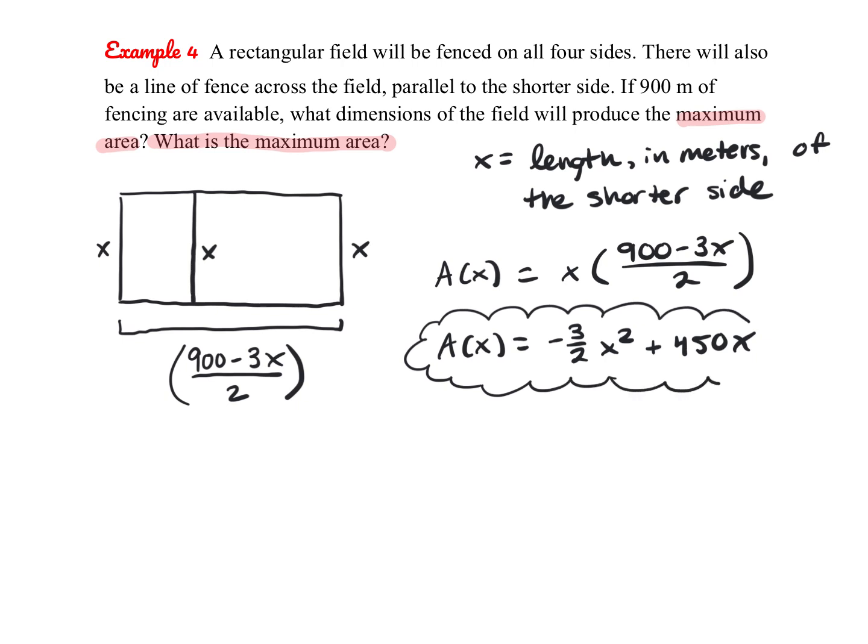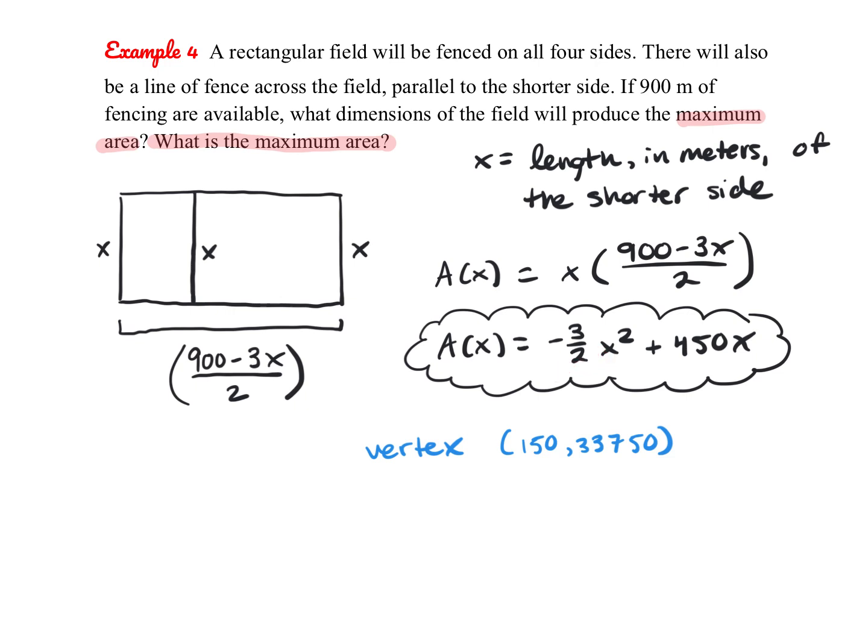And so they ask us what is the maximum area and what dimensions will produce that maximum area. So since I see the word max, I am going to use my calculator to help us find our vertex. So again, type in this function, use your calculator to find the vertex. And we get a vertex of 150 and then 33,750. So you'll see when you graph this, you're actually going to need to expand your window pretty significantly.